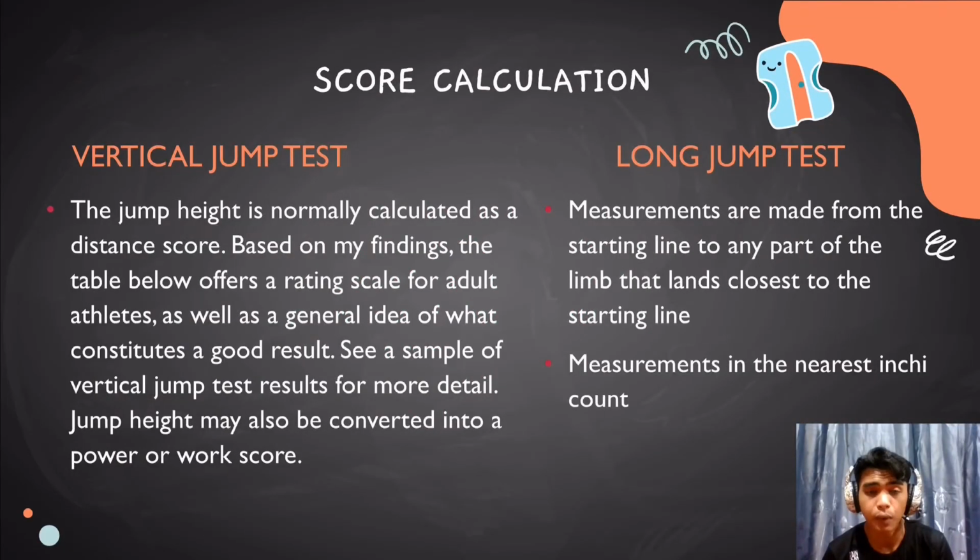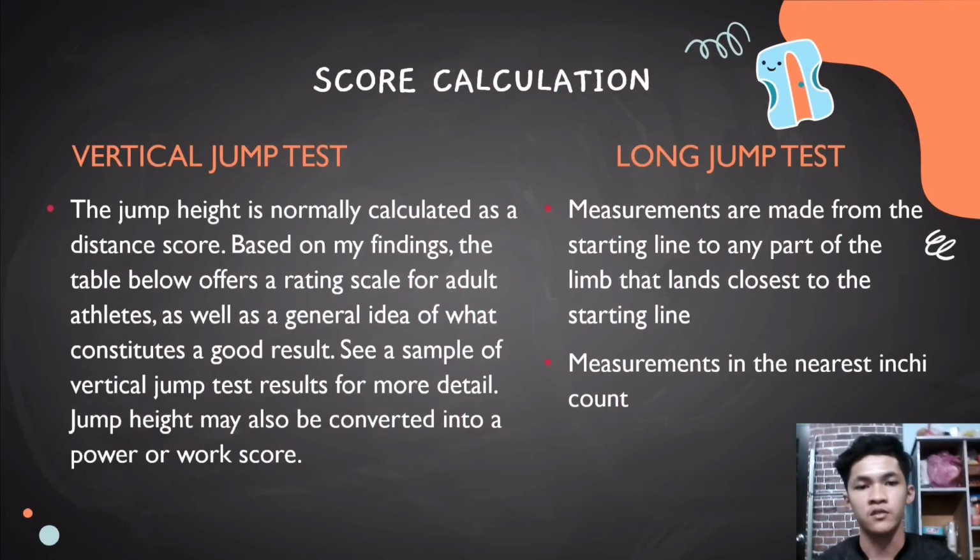In this slide, I will talk about score calculation for the vertical jump test. The jump height is normally calculated as a distance score. Based on my findings, the table below offers a rating scale for other athletes as well as a general idea of what constitutes a good result. See a sample of vertical jump test results for more detail. Jump height may also be converted into a power or work score.